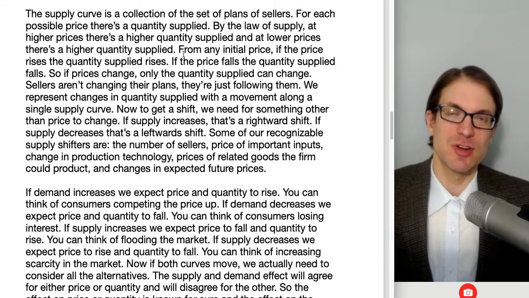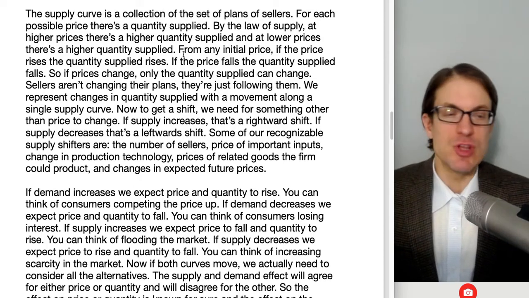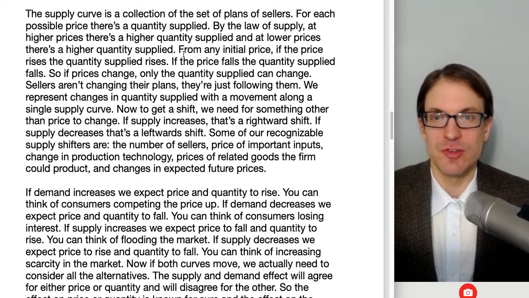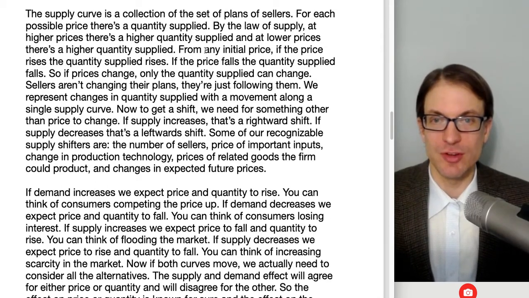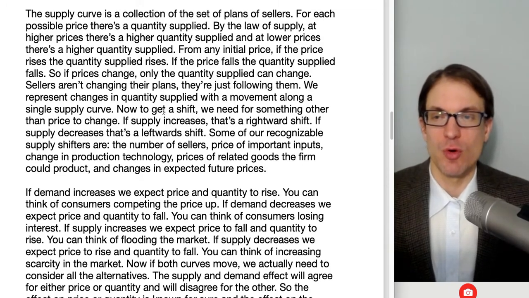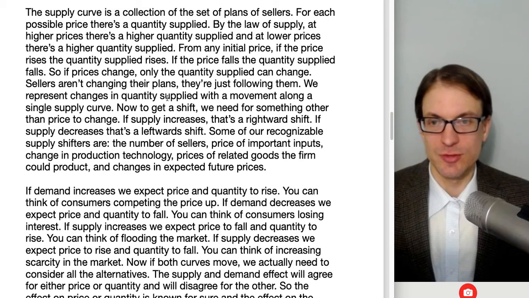All right, so the supply curve works similarly, but on the supply side, right? So we have a collection of the set of plans of sellers represented by our supply curve. For each possible price, there's a quantity supplied, and then by the law of supply, at higher prices, there's a larger quantity supplied. At lower prices, there's a lower quantity supplied. Sellers like high prices, sellers don't like low prices.